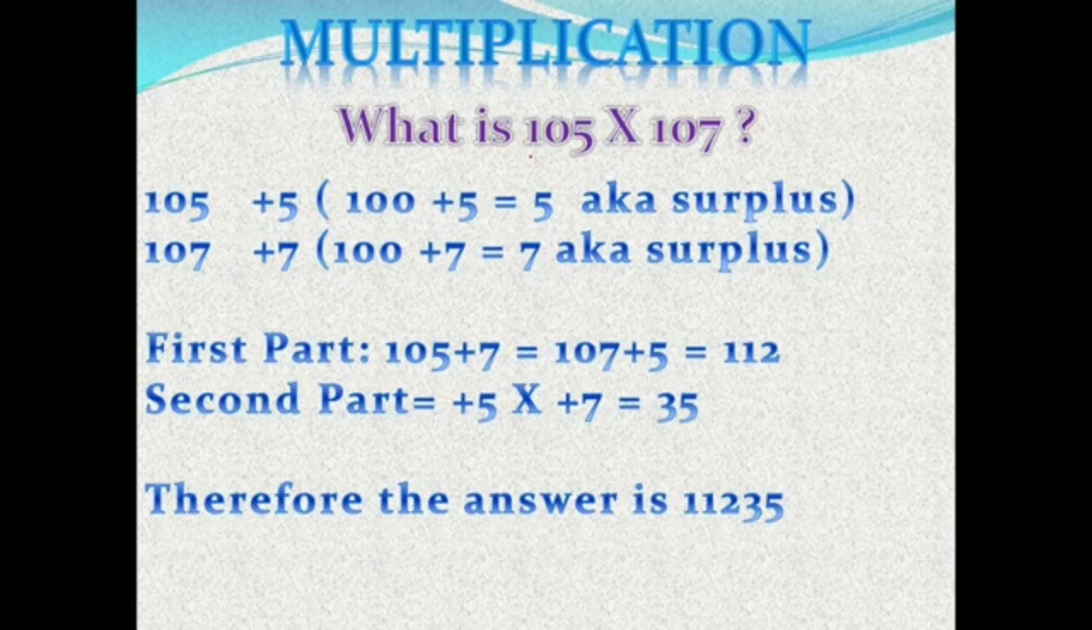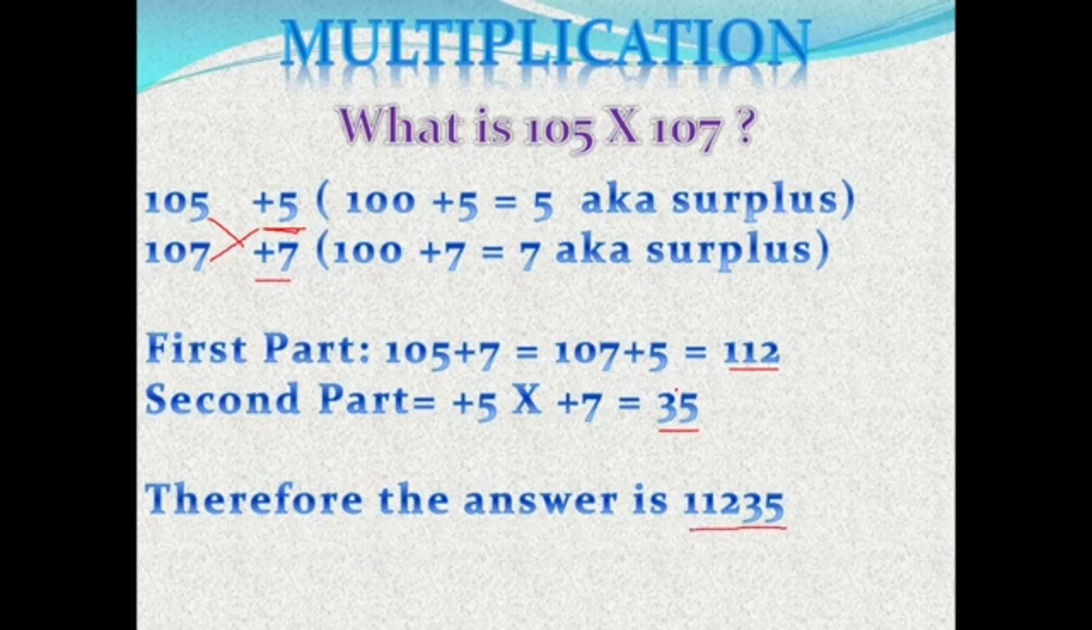They can be used whenever there is a requirement to do some speed math. Like 105 is 5 greater than 100, and 107 is 7 greater than 100, and these two are called surplus values. 105 plus 7 is 112, and 107 plus 5 is also 112. So the first part is 112, and for the second part, 7 into 5 is 35, and I am going to say 11235.